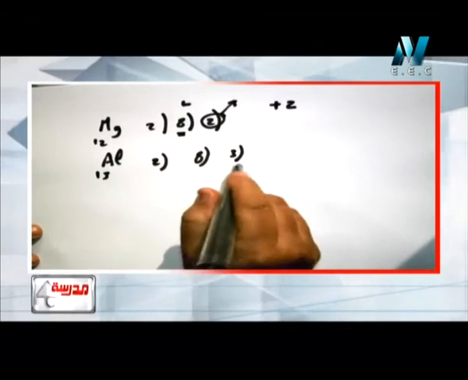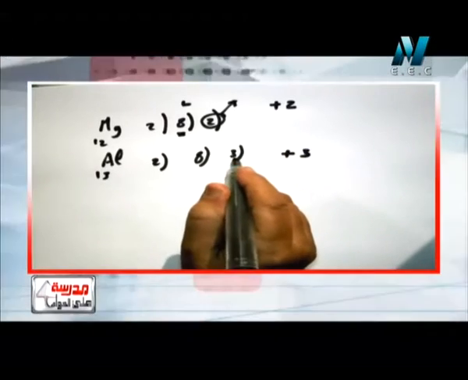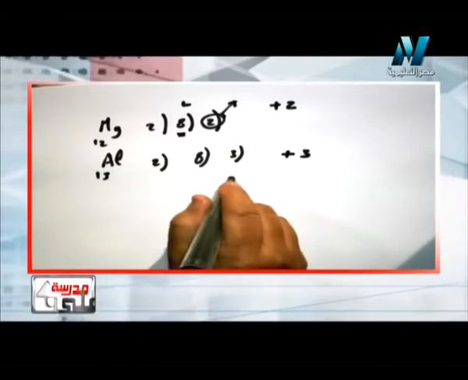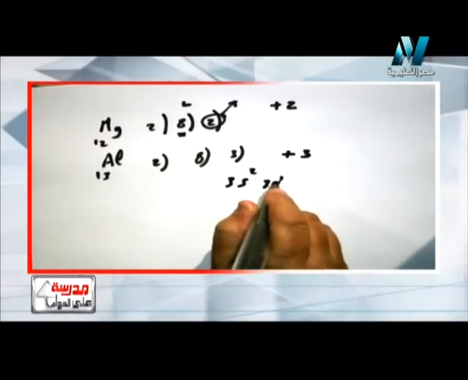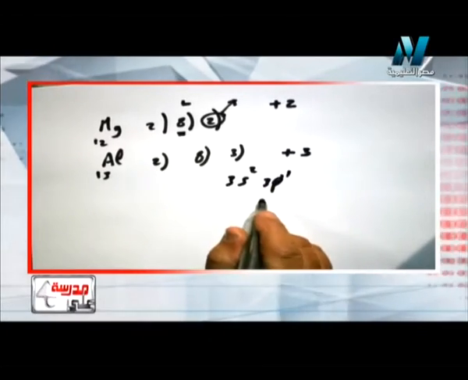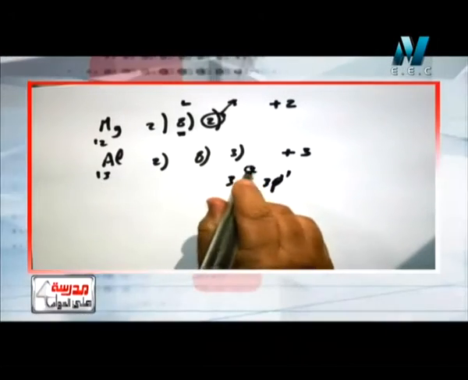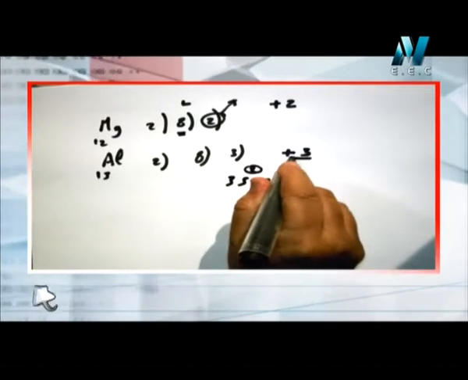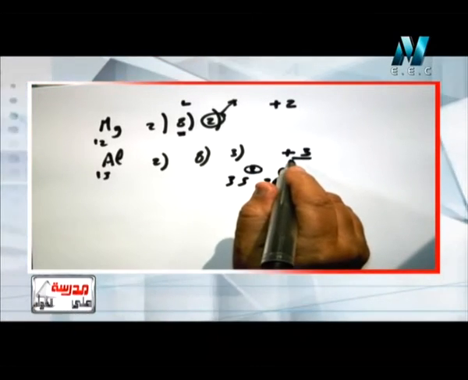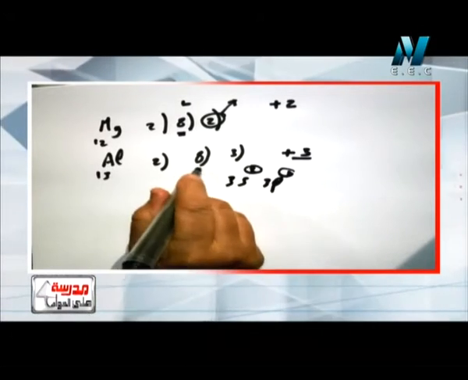Also, aluminum will be positive 3 when it loses the 3 electrons of the outer energy level. It will be 3s2 and 3p1. This is the last energy level of aluminum. So it will lose 2 and 1 to be positive 3. But it is difficult to be positive 4. It needs high energy to break down a complete energy level. But in transition elements, we can lose electrons from 3d easily to reach positive 7 as in manganese.